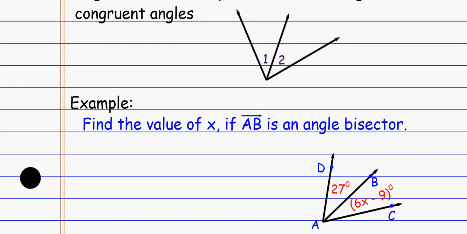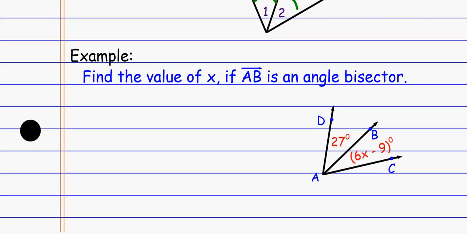For example, once again, we label this with arcs. So if they have the same number of arcs, it means that we're looking at an angle bisector. Those angles are congruent. So 1 and 2 are congruent. So this one says find the value of x if ray AB is an angle bisector. And this time it did ask us to find x. It didn't ask us to find the measure of the angle. But if it's an angle bisector, it means this angle and this angle are congruent.